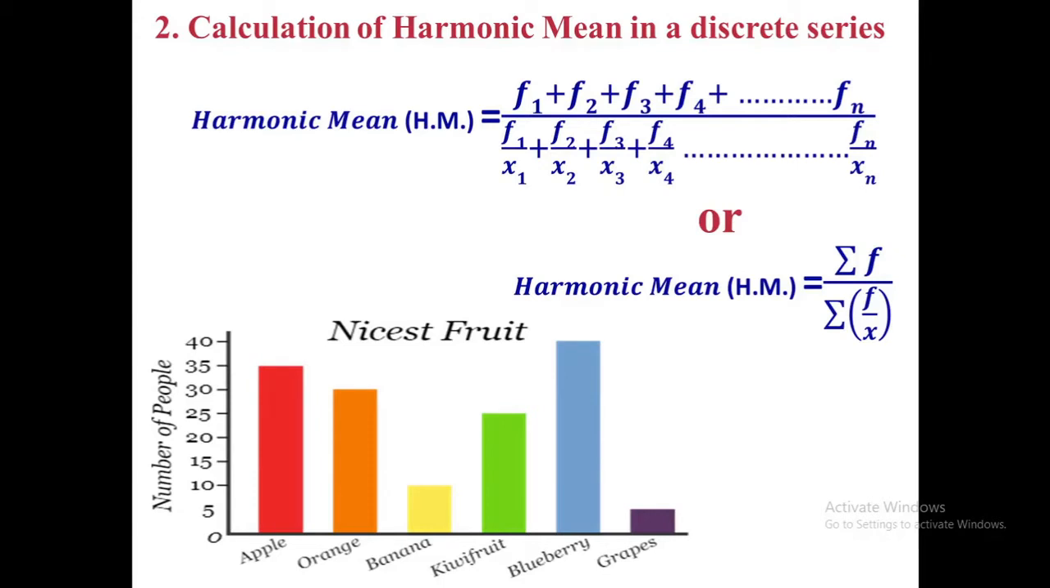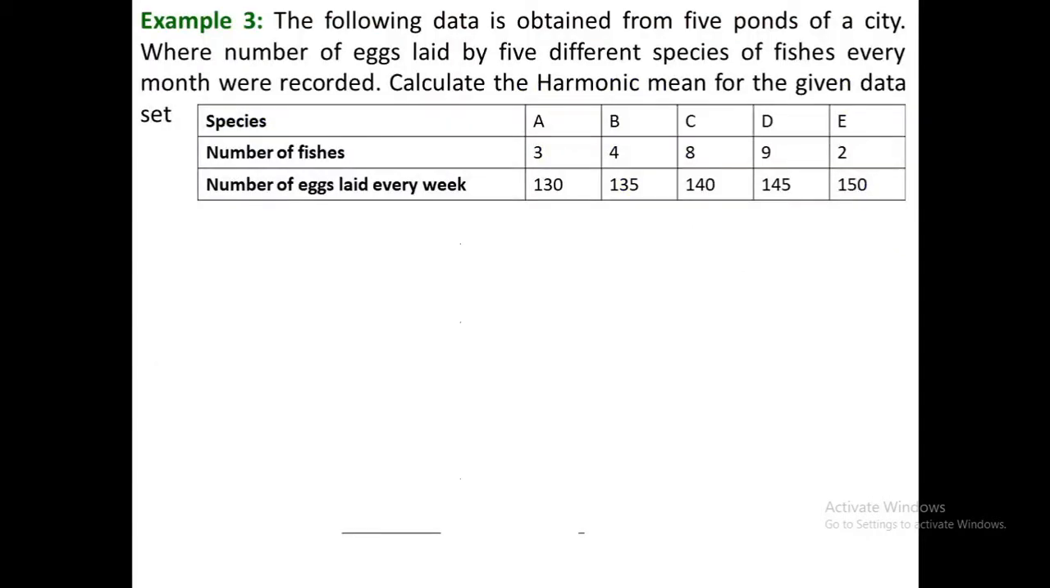Let's understand this with this example, where data is obtained from 5 points of a city and the numbers of eggs laid by 5 different species of fishes every month were recorded. We have to calculate the harmonic mean for the given data set.